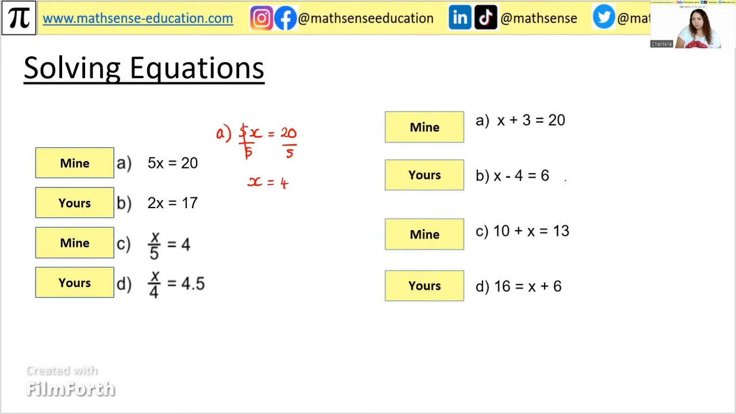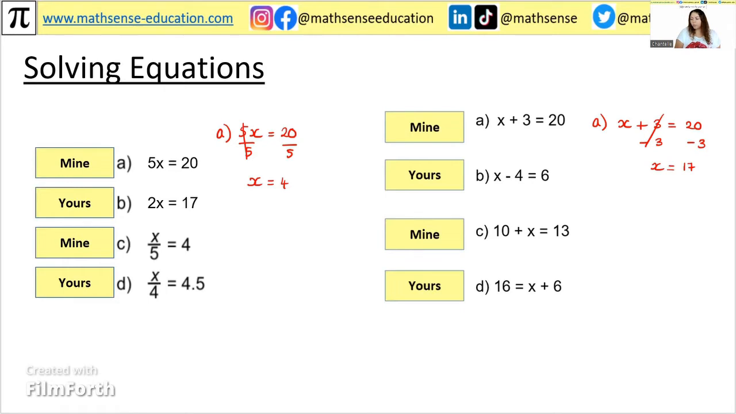I'm going to move over to the right-hand side now to these other one-step equations. We have x plus 3 equals 20. Now I'm going to do the inverse operation again, and the opposite of adding 3 is taking 3 away, and I need to do that to both sides of my equation again. This gets me the answer x equals 17.